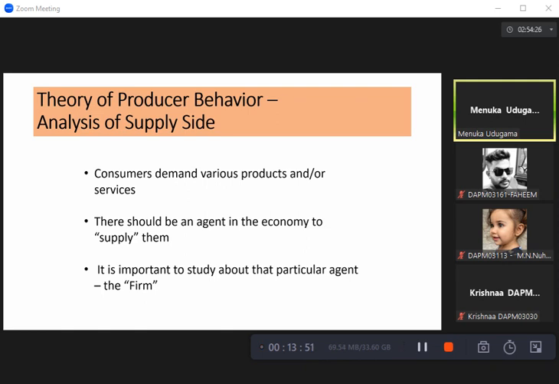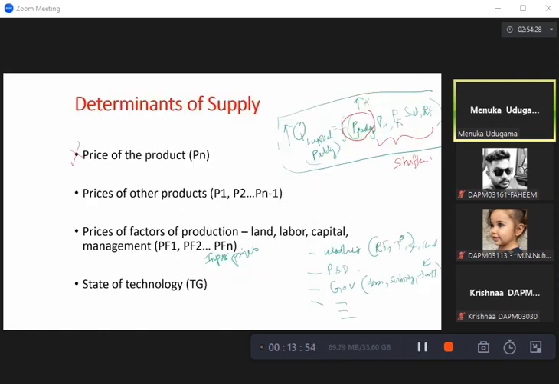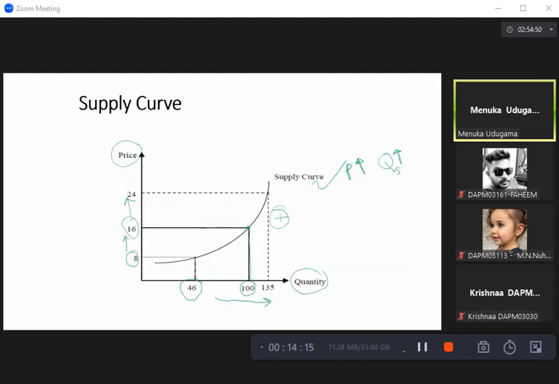Suppliers like it if the prices increase. So there's a positive relationship between price and quantity supplied. And we could model this relationship also using a supply function, just like a demand function. You can use statistical packages, run this model and estimate the supply. So this is a supply curve.